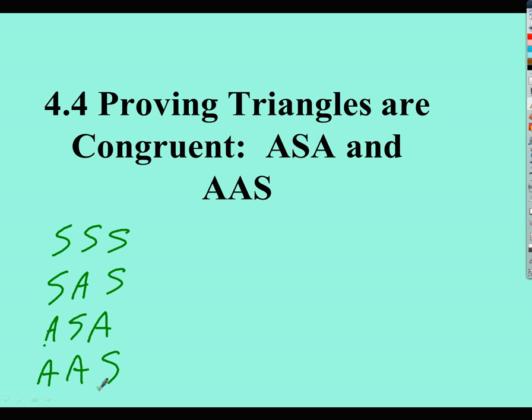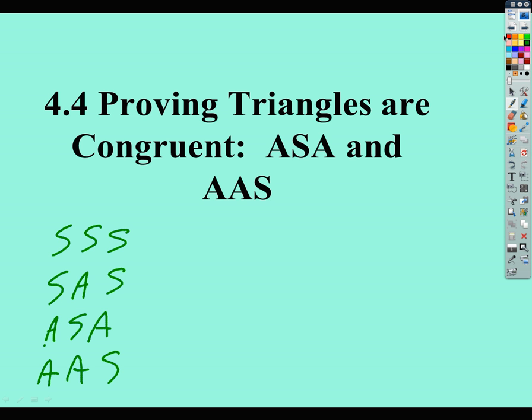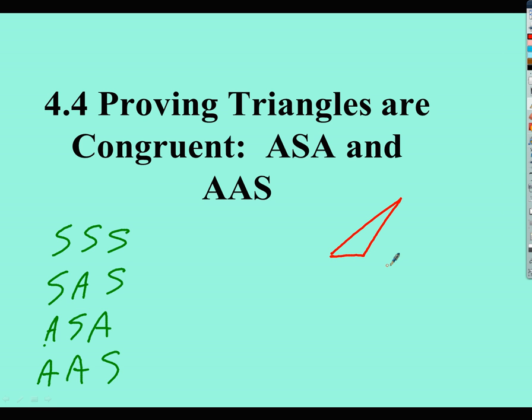There are 2. One of them that doesn't work, if you think about it, is angle, angle, angle. Just because 3 angles of one triangle are congruent to 3 angles of another triangle does not mean the triangles are congruent. They could be totally different sizes. For example, look at these 2. What if I have this triangle right here and that triangle right there? I could still have those 2 angles being congruent, and those 2 angles being congruent, and those 2 angles being congruent. They just have to add up to 180. But the triangles could be much different sizes.